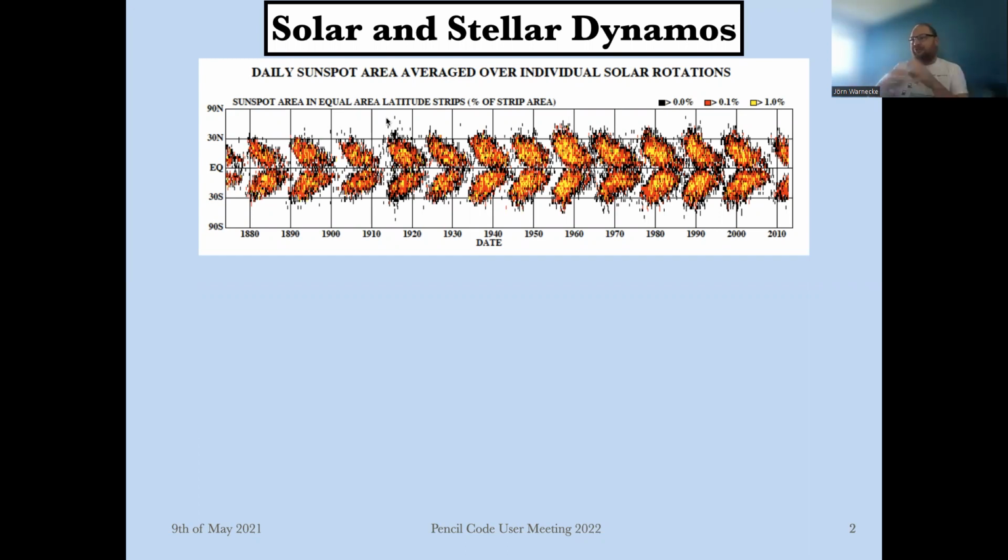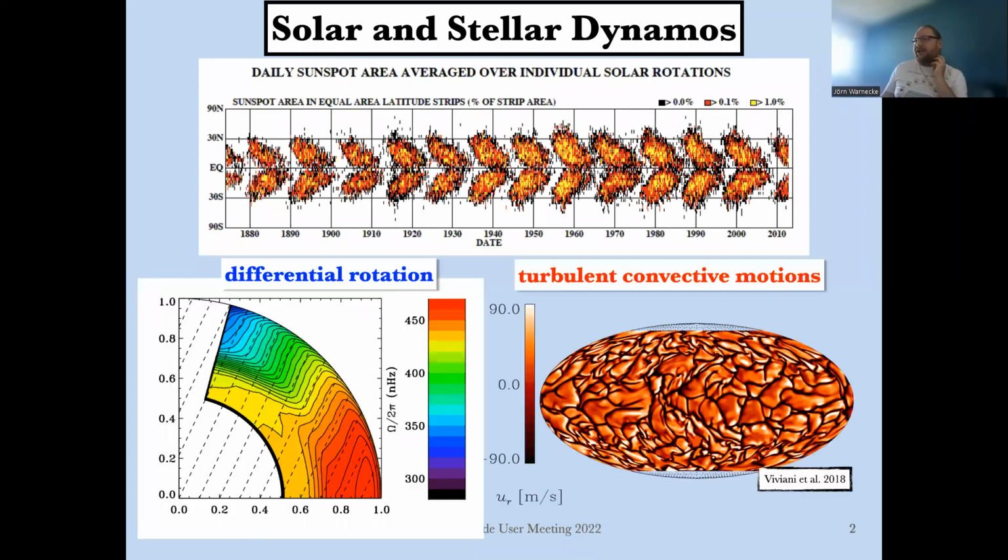You see here the coverage of the active regions, the sunspots, as a function of time and latitude, and you get this very nice pattern, which is called the butterfly diagram. This is normally associated with the large-scale dynamo. The differential rotation, here on the left for the Sun, is one important ingredient, and the other ingredient is turbulent convective motion influenced by the rotation, so the alpha effect, for example, or other turbulent effects.